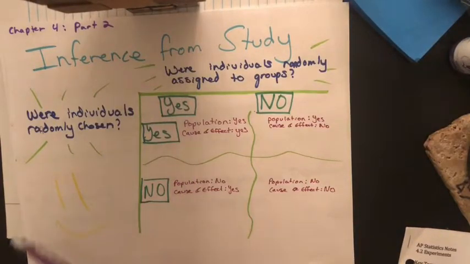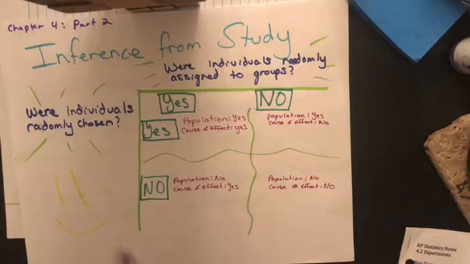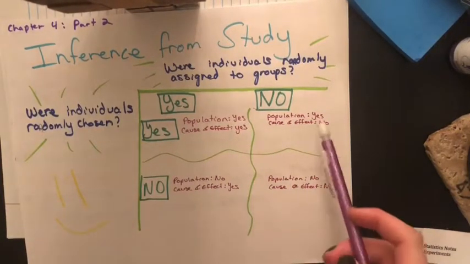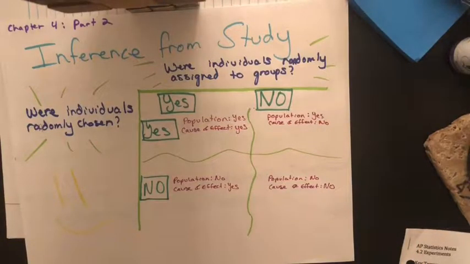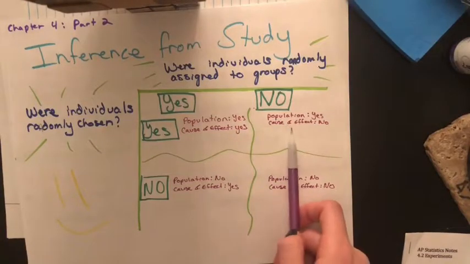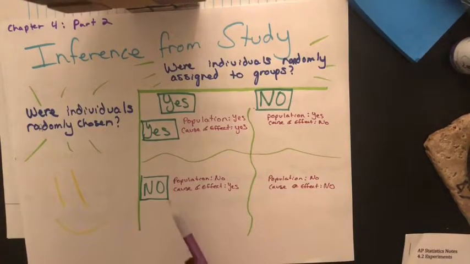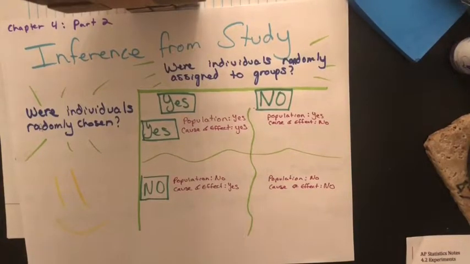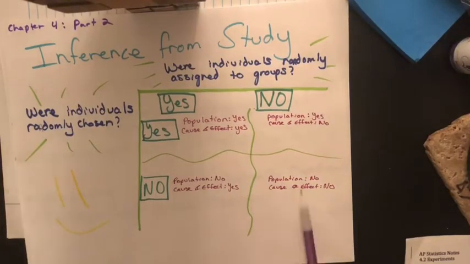So if both answers are yes, both of these are going to be yes. If the individuals were randomly chosen, you can infer about the population, and I think about it like individuals are in a population, and that's kind of how you can remember that, but you can't do cause and effect because it's not in a group. And here it's going to be the opposite. You can infer cause and effect if it's in a group, but you cannot infer population because the individuals were not randomly chosen. And then if the answers were no to both of those, then it's going to be no to both of these as well.